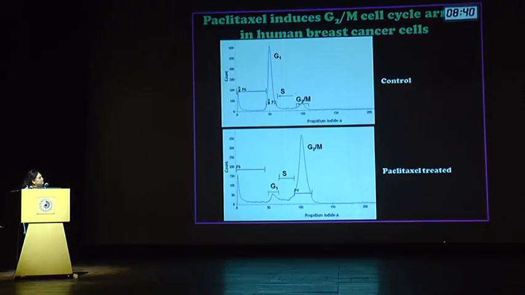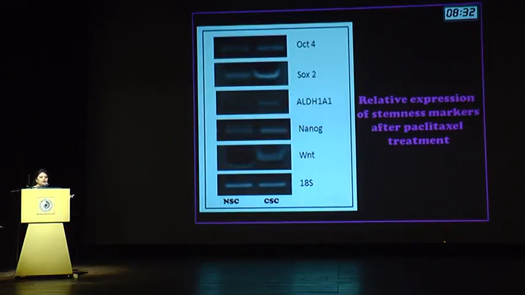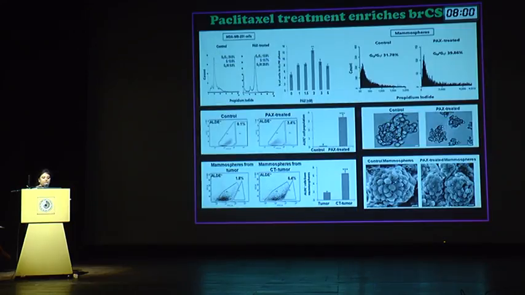And we found that paclitaxel actually led to a G2M arrest, a cell cycle arrest at the G2M phase. Interestingly, when we analyzed those cells which were left behind, we found that the cells treated with paclitaxel expressed more of these pluripotency markers. So in a way, where paclitaxel is supposedly killing the tumor, or arresting the tumor cells and killing them, they're actually enriching the cancer stem cell population, which simulates a patient who has undergone chemotherapy.